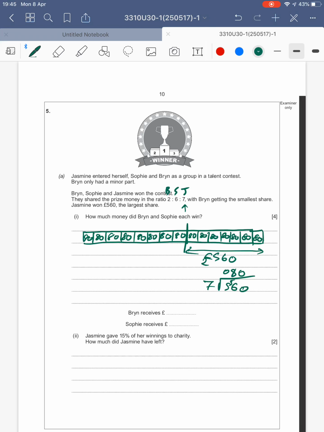And then we need to work out what Bryn and Sophie's shares are. So Bryn gets 2 shares and Sophie gets 6. So this is Bryn, this is Sophie, this is Jasmine. Bryn is getting £160 and Sophie's getting 80. She's getting 6 lots of 80, which is £480.